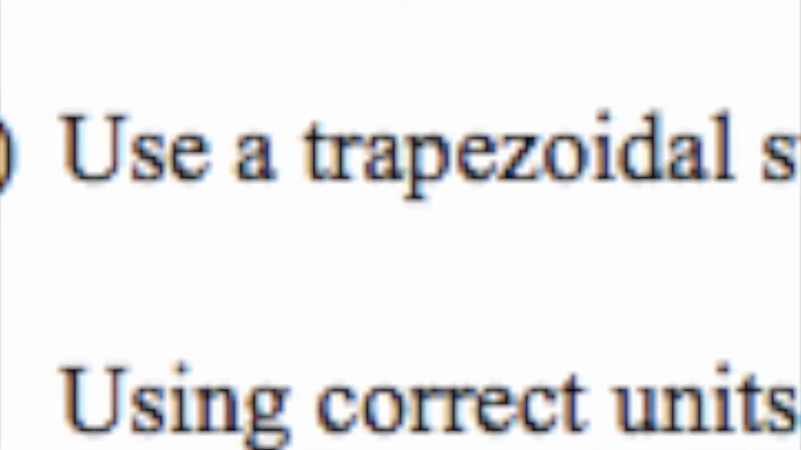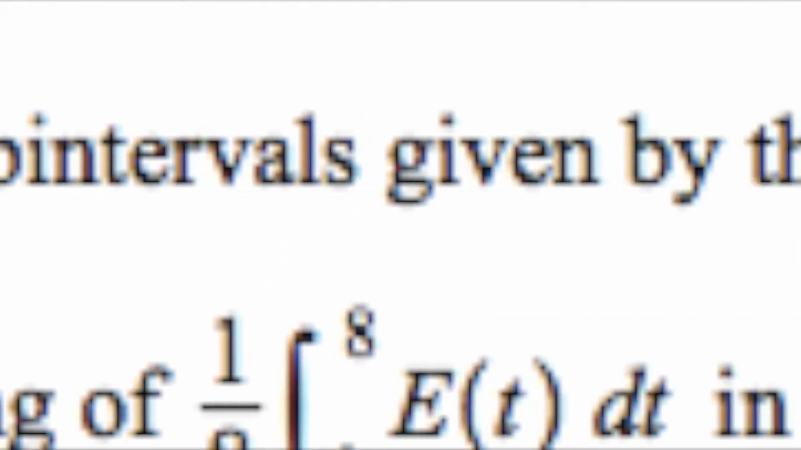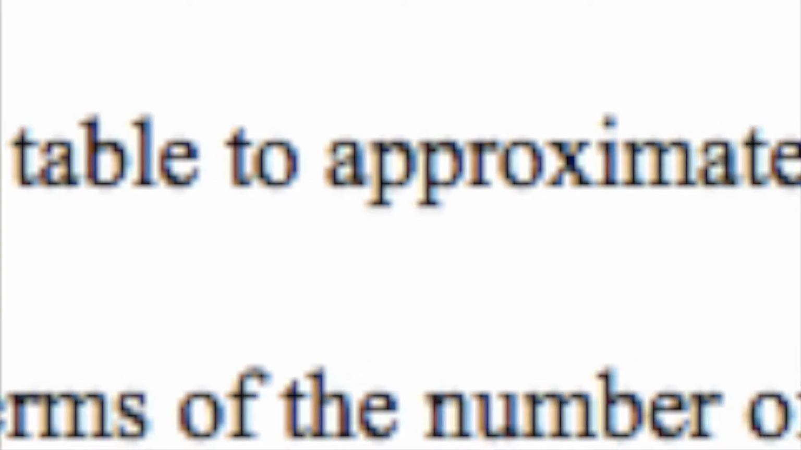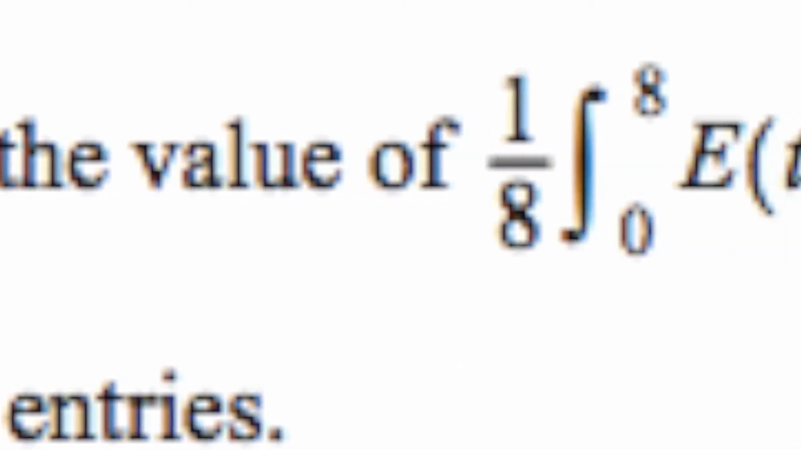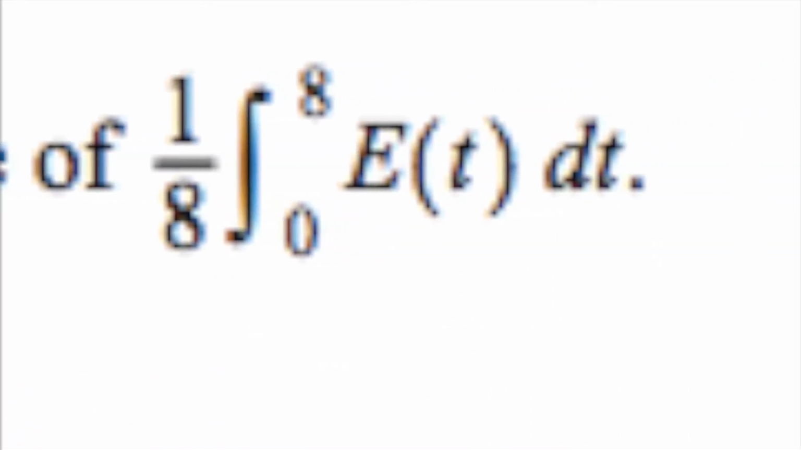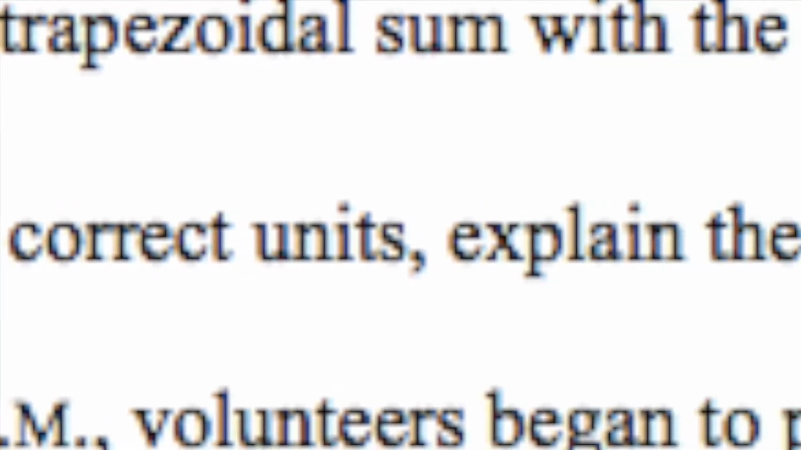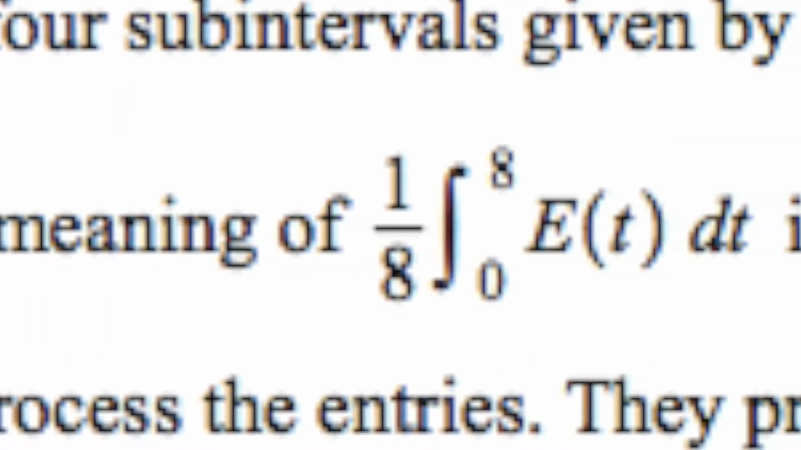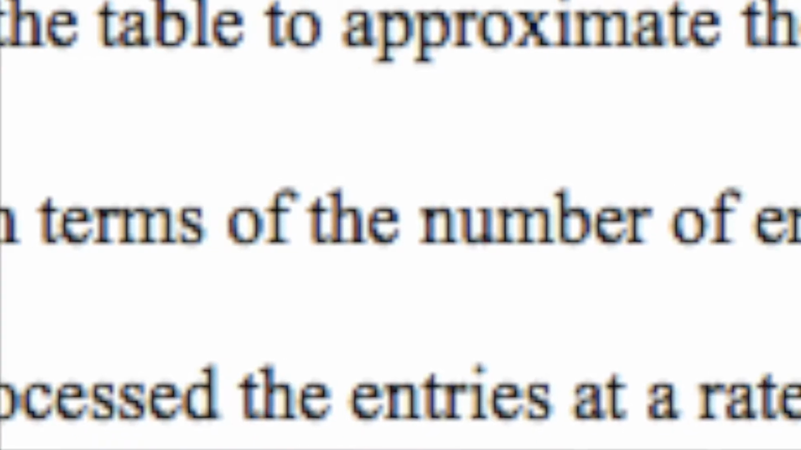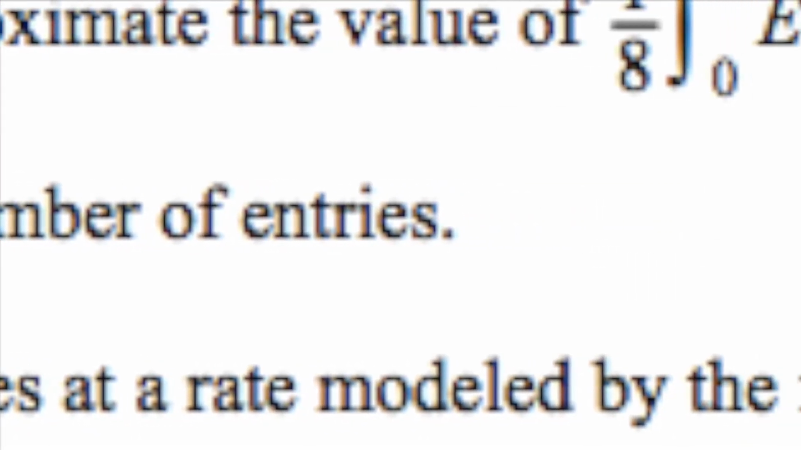Part B says, use a trapezoidal sum with the 4 subintervals given by the table to approximate the value of 1/8 times the integral from 0 to 8 of e of t. Using correct units, explain the meaning of 1/8 times the integral from 0 to 8 of e of t dt in terms of the number of entries.